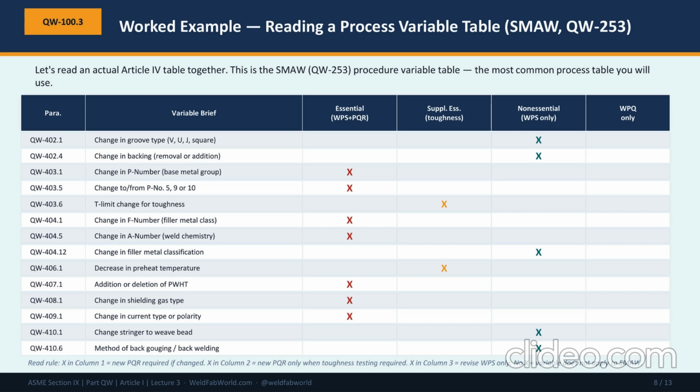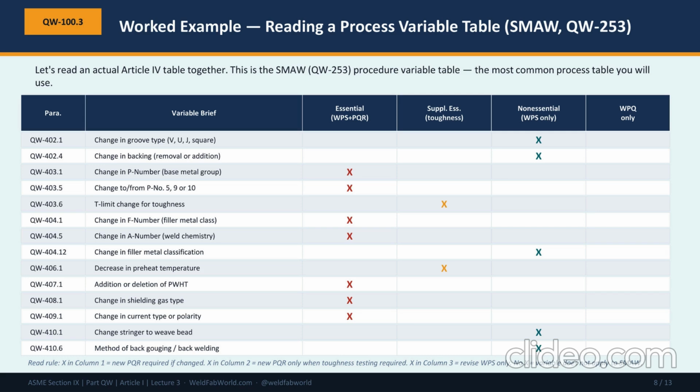QW406.1, decrease in preheat temperature. Column 2, supplementary essential. A decrease in minimum preheat is conditional on toughness testing requirements. If your application requires Charpy testing, decreasing preheat affects the cooling rate and the resultant toughness, so a new PQR is needed. If no toughness testing is required, revise the WPS.